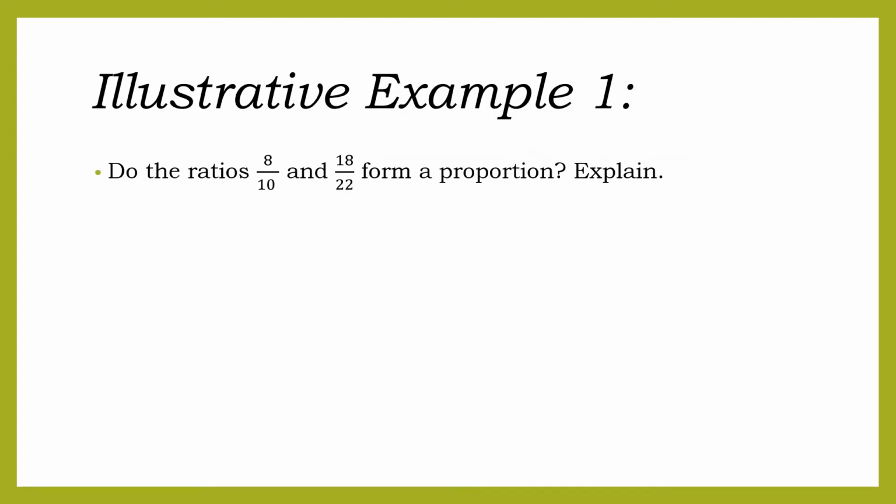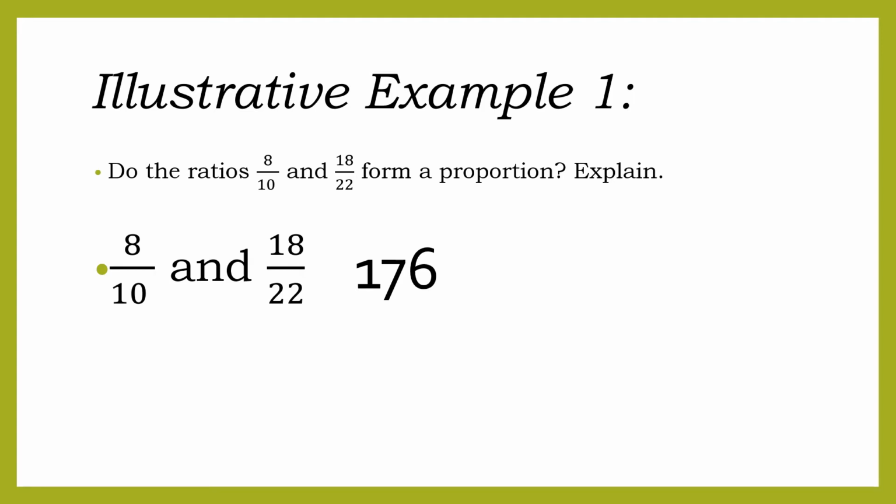Example number 1. Do the ratios 8/10 and 18:22 form a proportion? Explain. To prove whether these two ratios are a proportion or not, we will do a cross multiplication, or multiplying the means and multiplying the extremes. Let us proceed. We will multiply the 8 and 22, the first and the last term. The answer is 176. And if we multiply the 10 and 18, the second and the third term, the answer is 180.